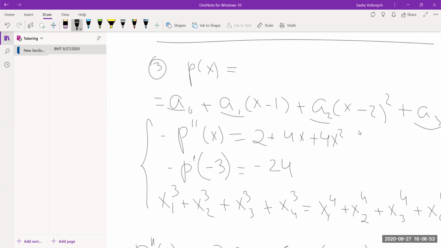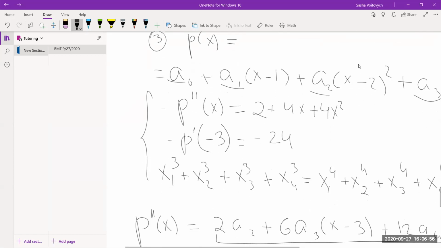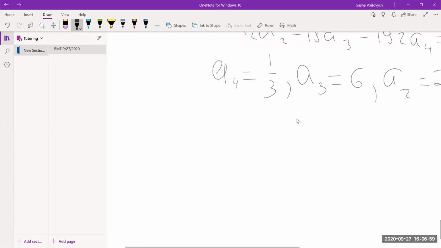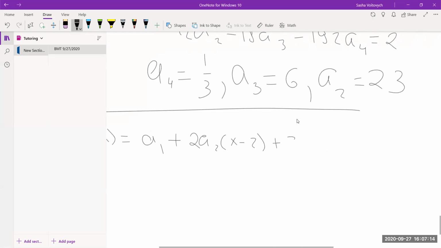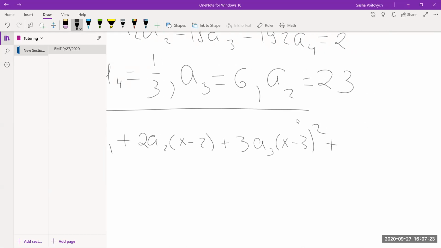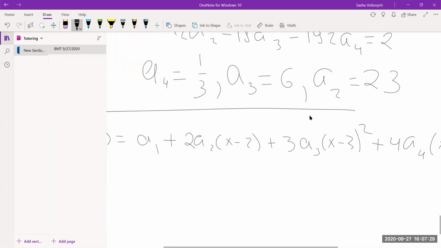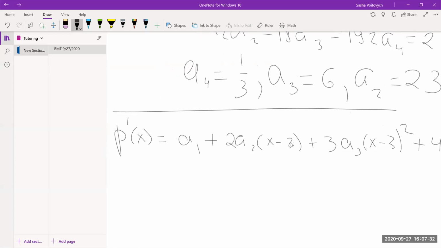Okay, let's look at the second condition that we had. P prime of x will be equal to a1 plus 2a2 (x minus 2) plus 3a3 (x minus 3) squared plus 4a4 (x minus 3) cubed. So we have to evaluate this at the point minus 3.